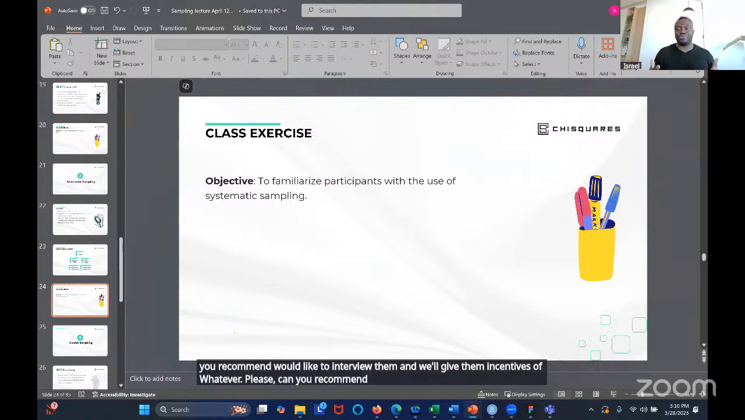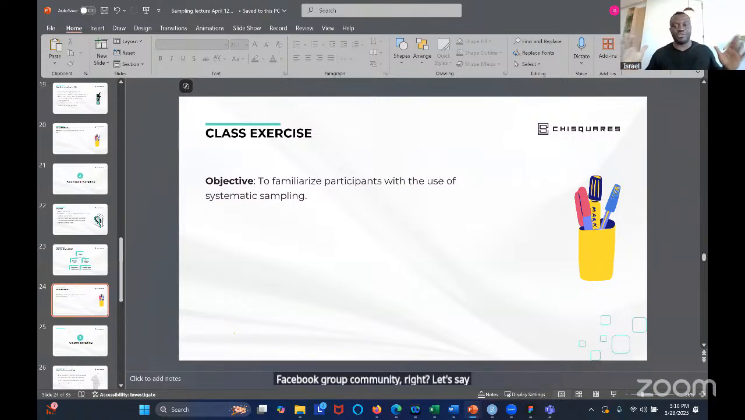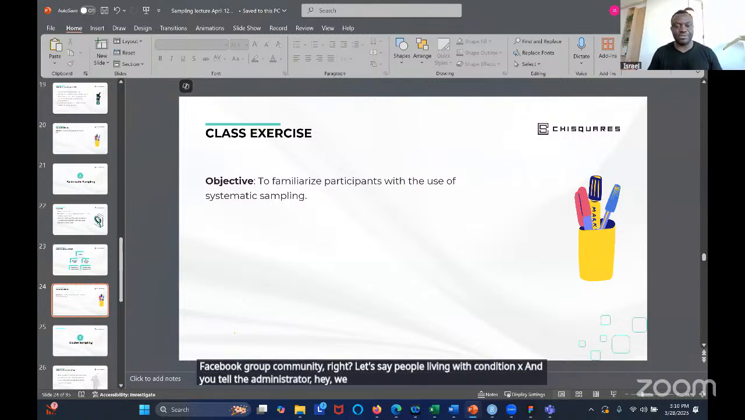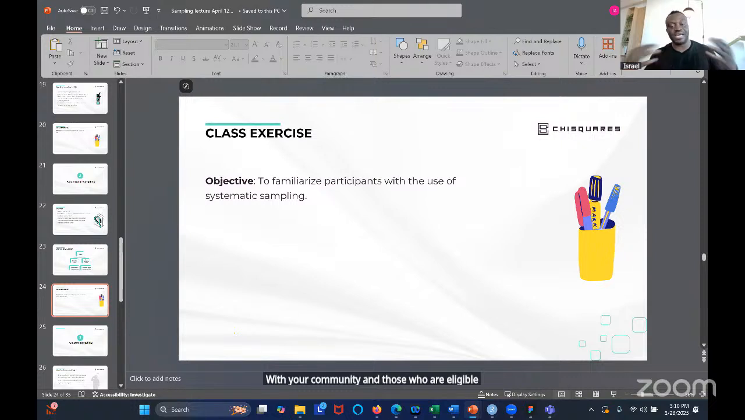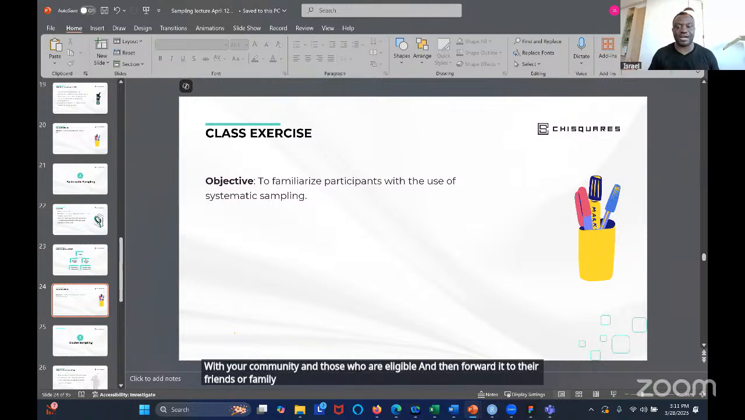Or you go to a Facebook community, let's say people living with condition X, and you tell the administrator, hey, we're conducting a survey of these people. Do you mind forwarding this link to everybody in your community, and those who are eligible can then forward it to their friends or family or acquaintances who also have a similar condition?